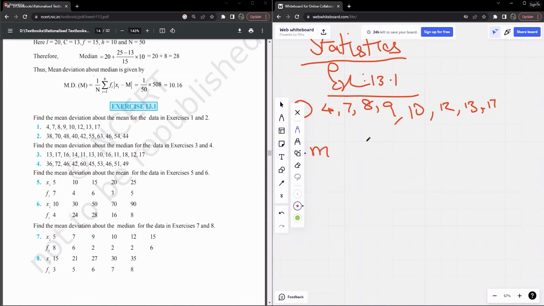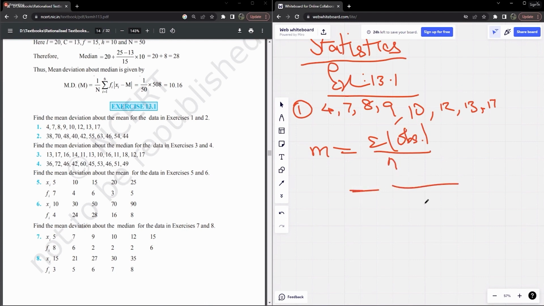So small m is equal to the sum of all the data members, the sum of the observations, divided by the number of observations. We know the number of observations is 8, and the sum of observations is 4, 7, 8, 9, 10, 12, 13, and 17. That's 4 plus 7 is 11, 11 plus 8 is 19, 19 plus 9 is 28, 28 plus 10 is 38, 38 plus 12 is 50, 50 plus 30 is 80. So the sum is 80, and the mean is equal to 10. That's it.